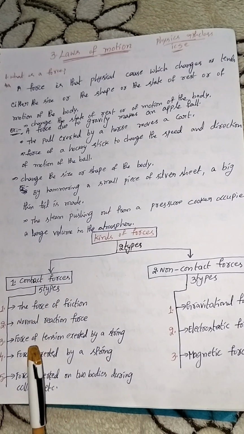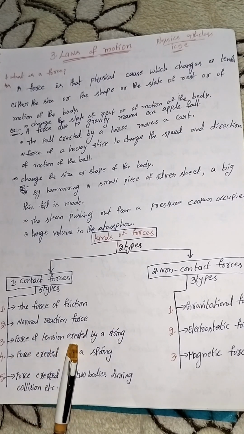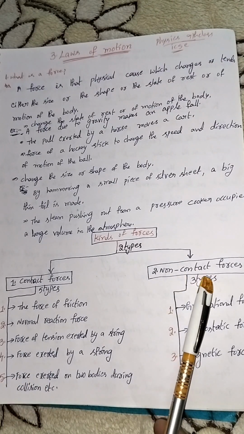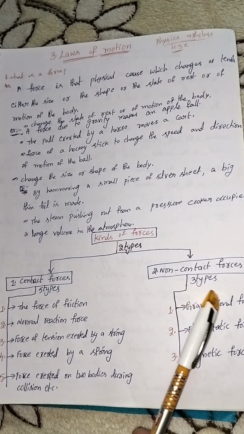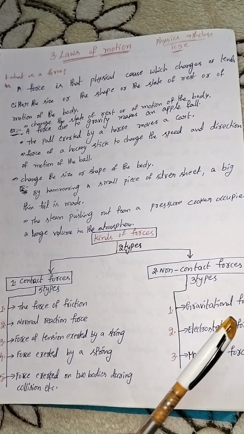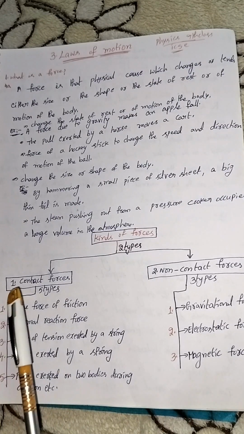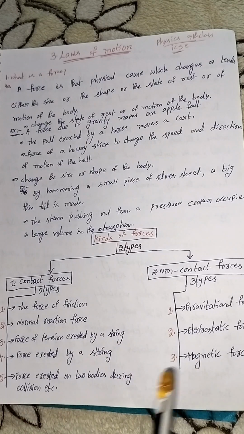The force of friction, normal reaction force, force of tension exerted by a string, force exerted by a spring, and force exerted on two bodies during collision. Non-contact means no physical touch. So these are the 3 types: gravitational force, electrostatic force, magnetic force. In this class we will discuss these 5 types of contact forces.